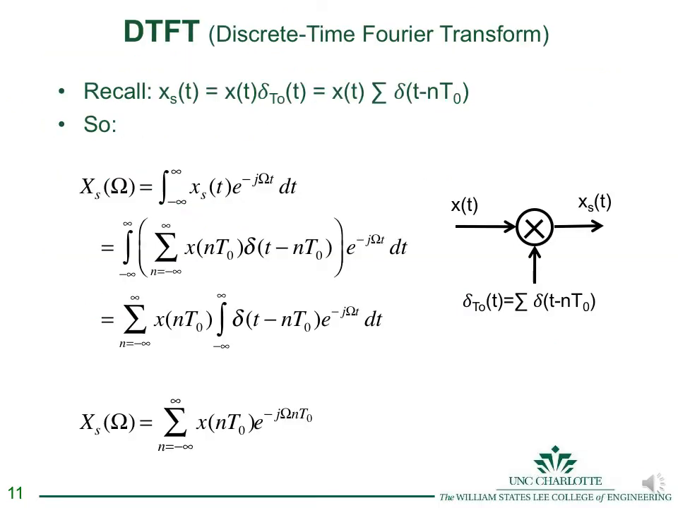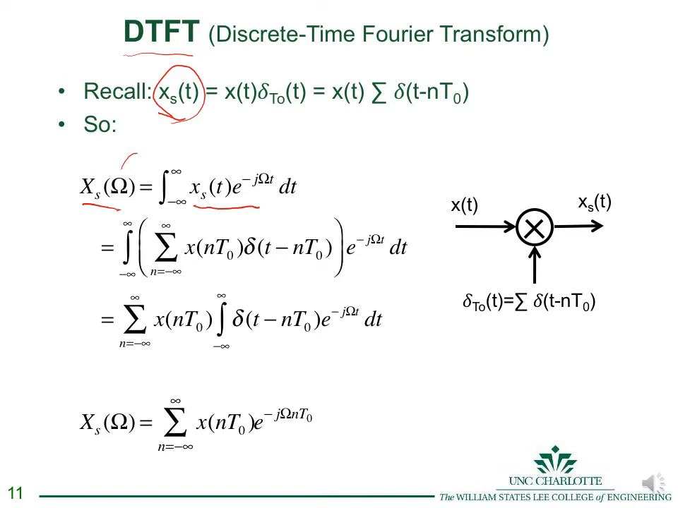So this sampled signal x_s(t) and its Fourier transform lead us to what's called the discrete time Fourier transform. If we take a look at the Fourier transform of x_s(t), that would be X_s(capital Omega). Again, this is our continuous time variable. It's the integral of x_s(t) e to the minus j Omega t, just using the definition of the Fourier transform.